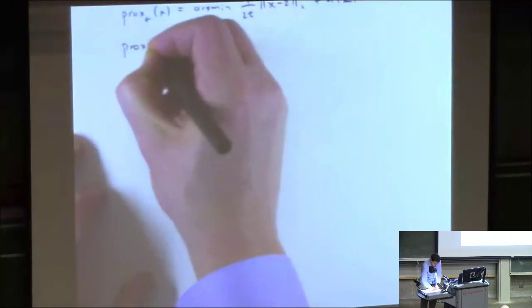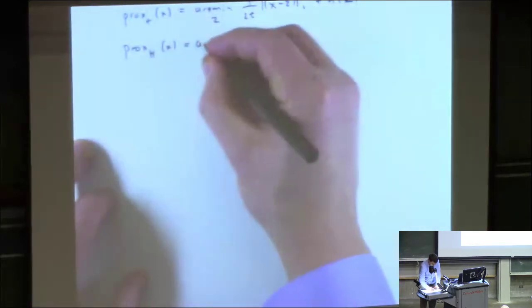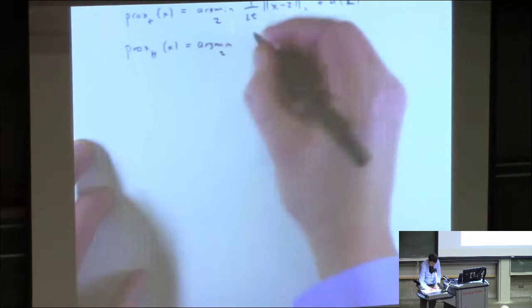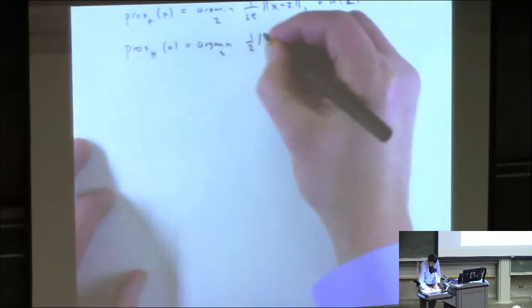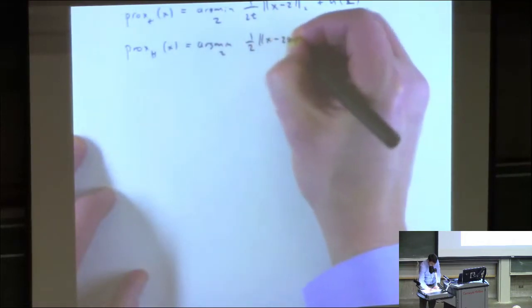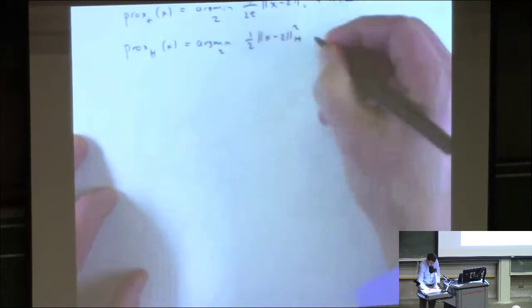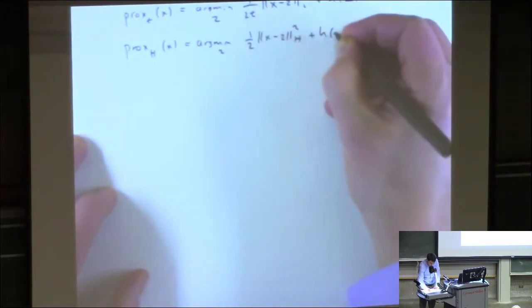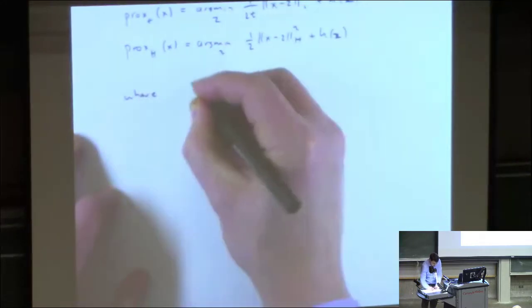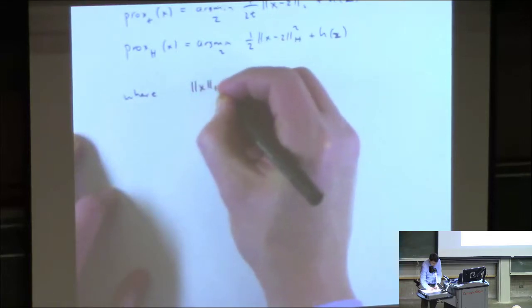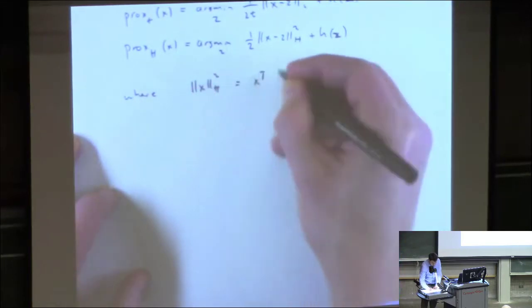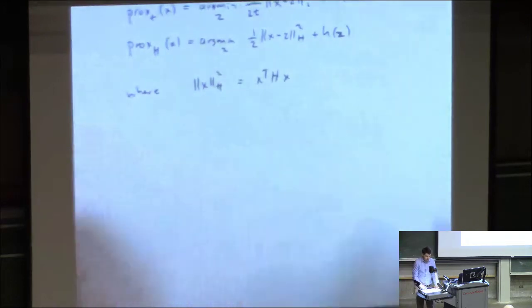Prox h of x, which is a strict generalization of this, is equal to the argmin over z of 1/2 the norm of x minus z in the h norm squared plus h of z, where the h norm of a vector x is just defined as x transpose hx. So it's just the quadratic form with that inner matrix. And this is called the scaled proximal map.